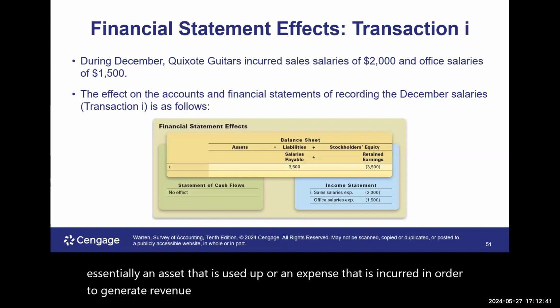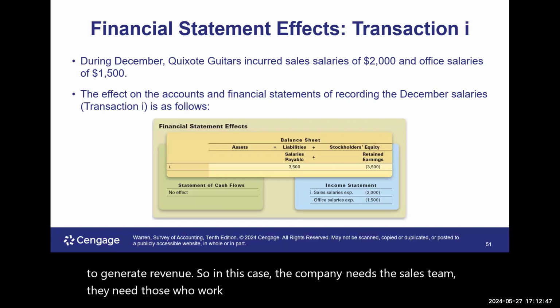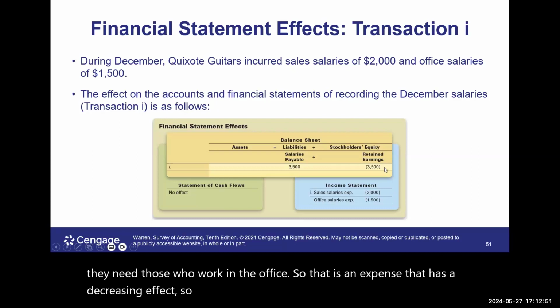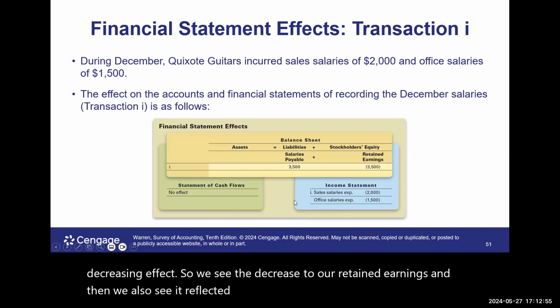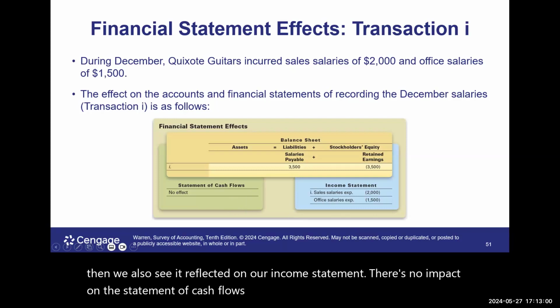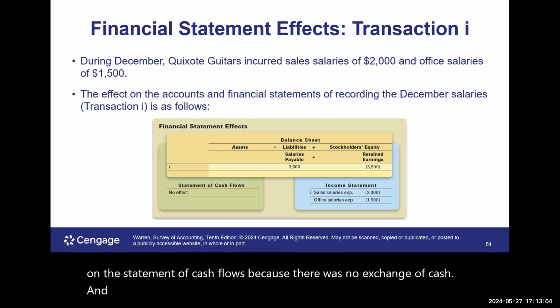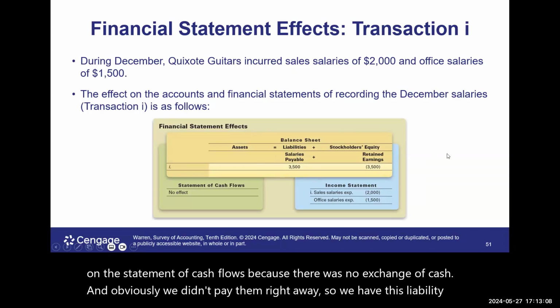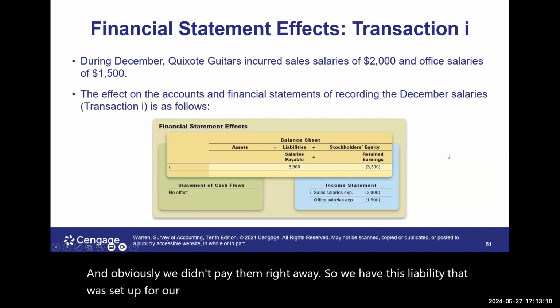So in this case, the company needs the sales team. They need those who work in the office. So that is an expense that has a decreasing effect. So we see the decrease to our retained earnings, and then we also see it reflected on our income statement. There's no impact on the statement of cash flows because there was no exchange of cash. And obviously we didn't pay them right away. So we have this liability that was set up for our salaries payable.